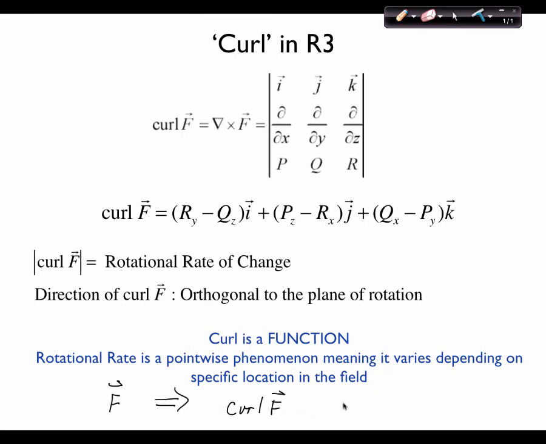So given a point in space, you've got a vector in your vector field, and you've got another vector at that point that represents the curl of F. Again, it tells you how much strength of rotation in a certain plane, and the direction tells you what that plane is, by being orthogonal to it.